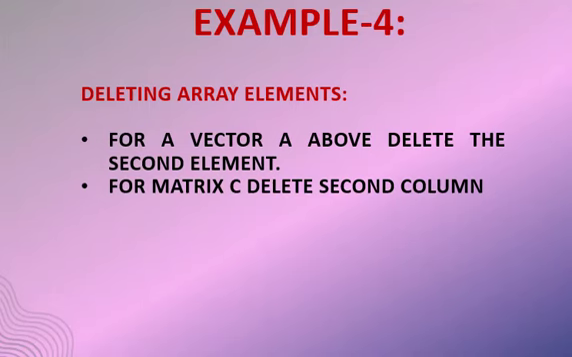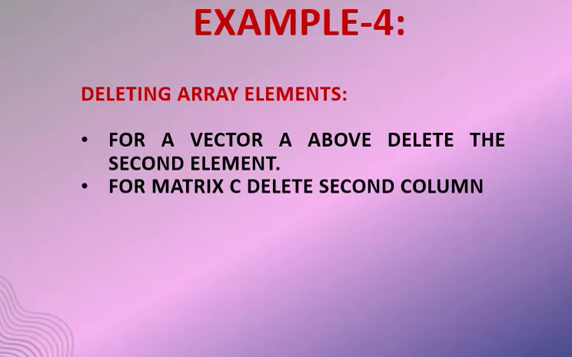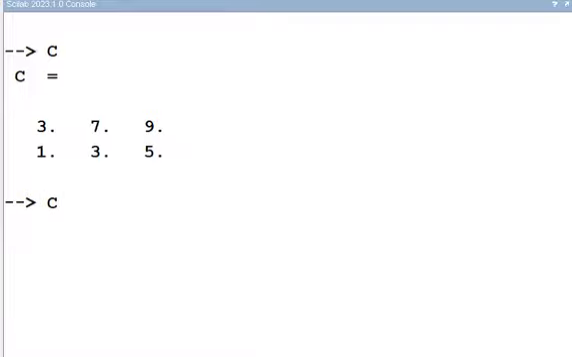The second part is, for matrix C, I need to delete the second column. So let me try and see how we can delete it. This is the C value. We are looking for the second column to delete. Just like the extraction, we are saying all rows should be there, but we are specifying the second column. So all rows of second column should be deleted. You have to write the same syntax we are using for the extraction. So you can see the second column is being deleted.